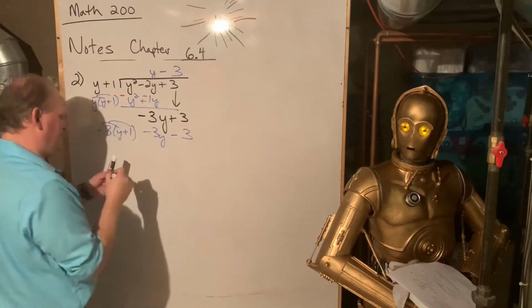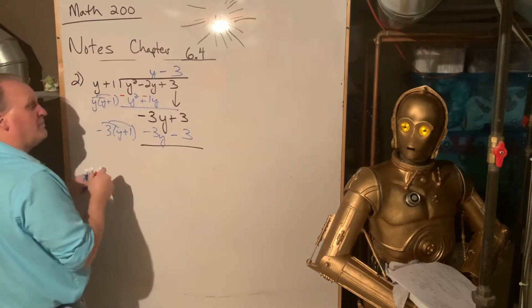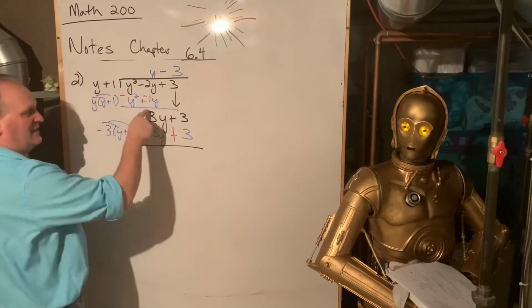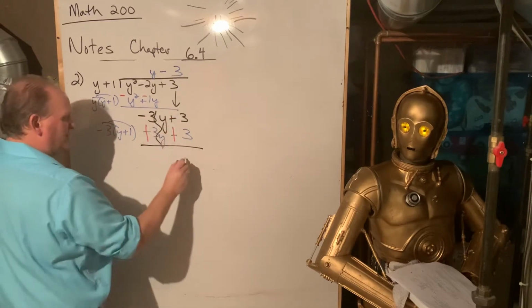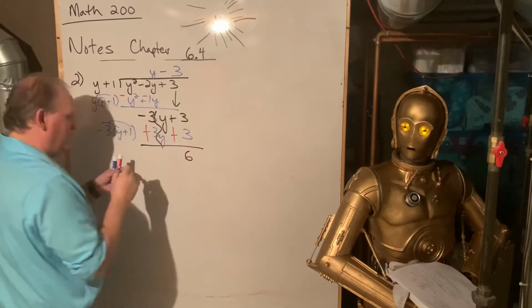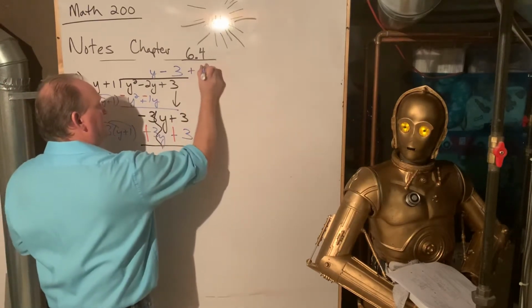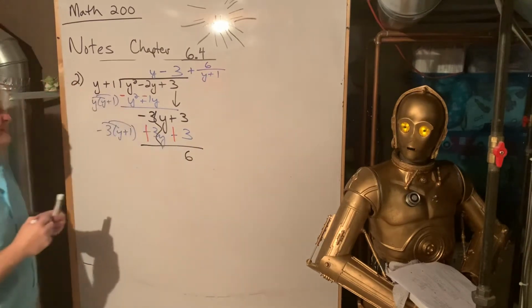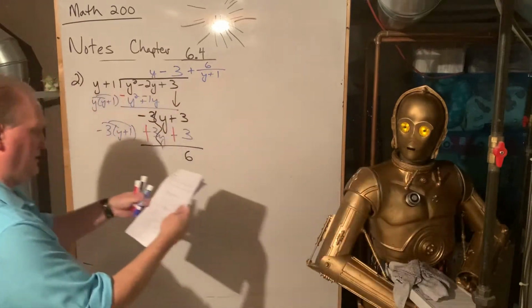minus 3. So don't get excited here. Remember, we're going to change both of the signs. So that becomes a plus, that becomes a plus. That goes away, but this doesn't. This ends up with a remainder of 6, which is no big whoop. We just go back up here and say plus 6 over y plus 1. And we're done. All right, let's look at the next one.